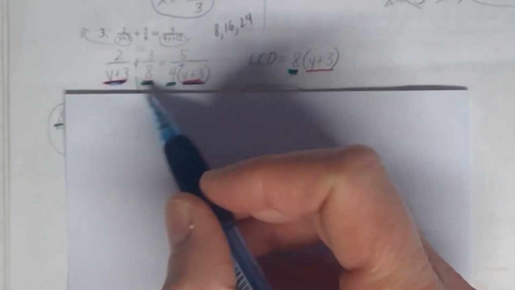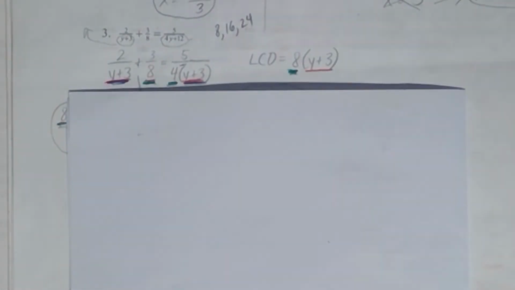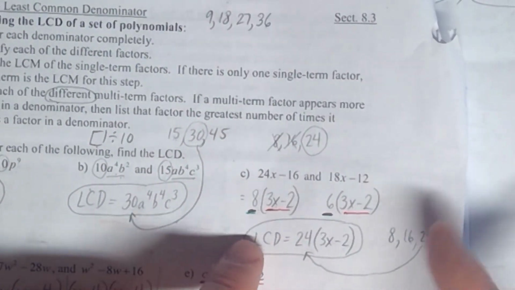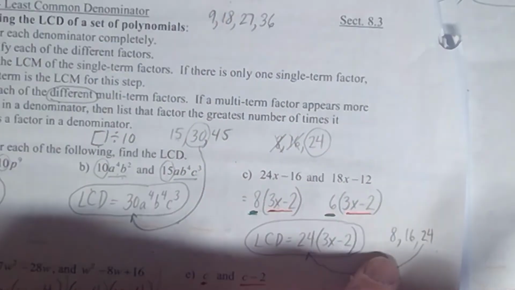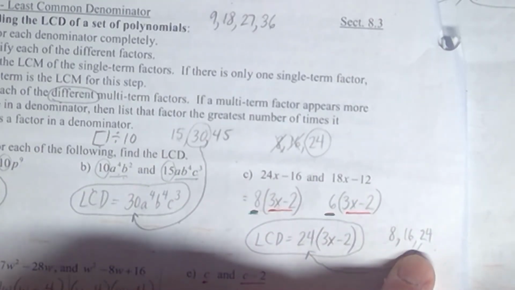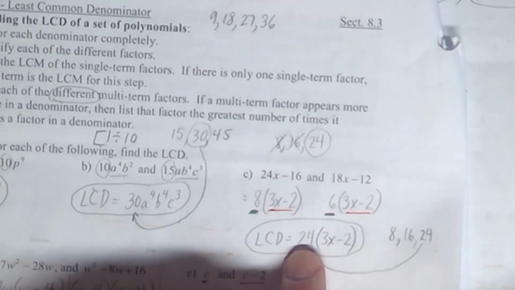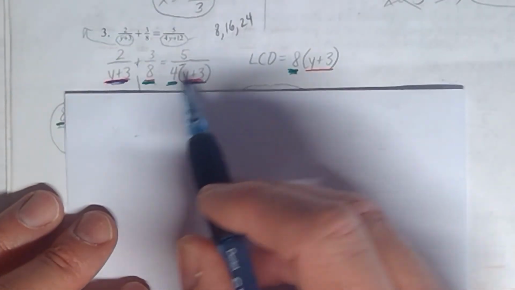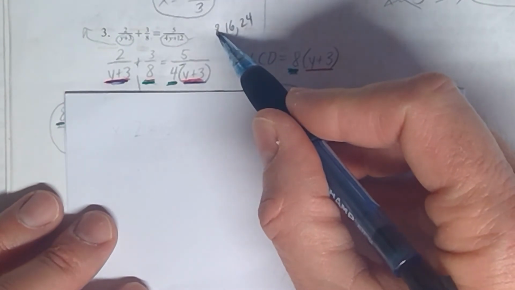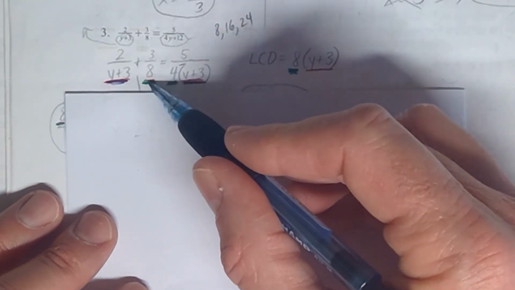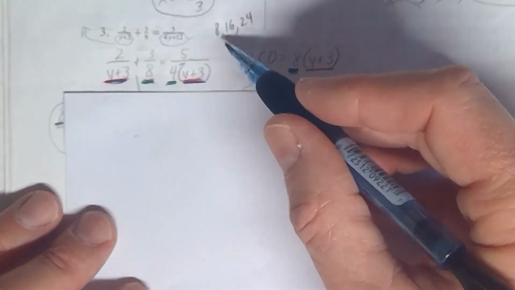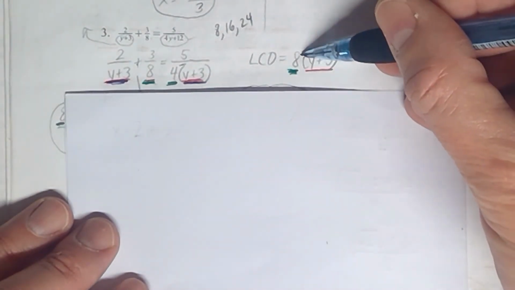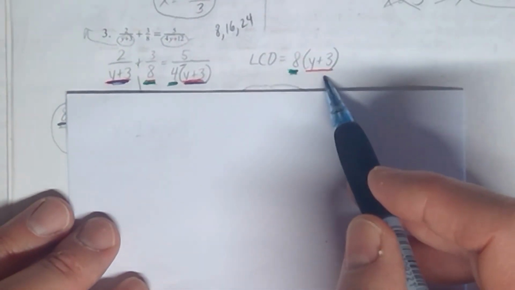But when you have single term factors and you're trying to figure out the LCD, just like we learned back here in problem C in 8.3, you take the two single term ones and you figure out the least common multiple of those. And it was 24 in this case. But what is it when it's 8 and 4? It's going to be 8 because 8 is a multiple of 4 and 8. Okay, and it's the smallest thing that is. So you don't need to do 16 and 24 here. 8 will work for both. So we put that into the LCD. We also put the y plus 3 into the LCD.